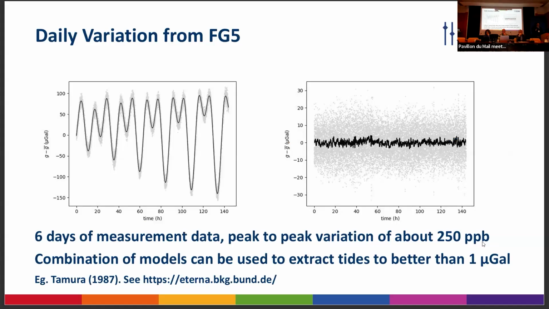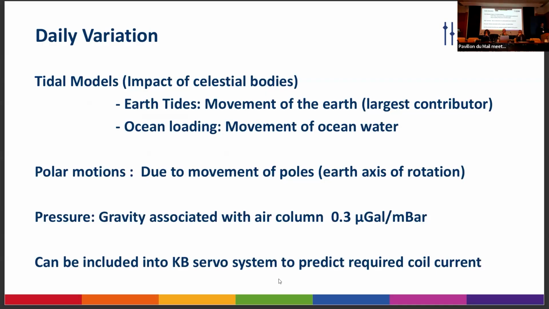Now, if you take your absolute gravimeter and just put it in your laboratory, you'd measure daily variations in time. And this is what the signal from our absolute gravimeter looks like. And we can model out these deviations in time, which will give us something like this. And these are well-known tidal models that have been developed. There's quite a few that are available. We use the one from Tamura from 1987, and there's been updates to that and so on. And some of these models can be found at this Eternal website.